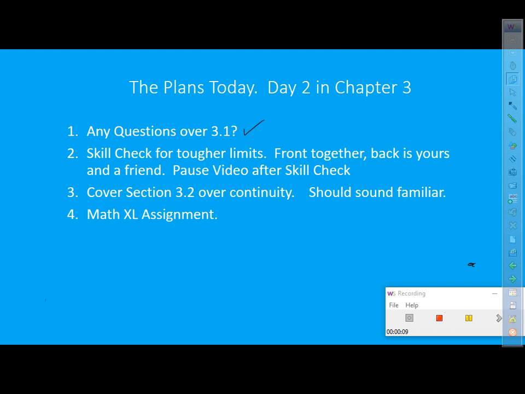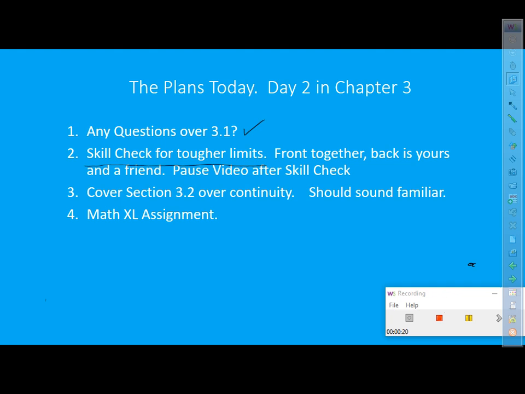I've got today down into two different parts. I need to show you some more limits real fast, so I just called it a skill check. I'll do the front side of the skill check with you, so you should have that in front of you. It says Day 2 More 3-1. We'll do the front together.